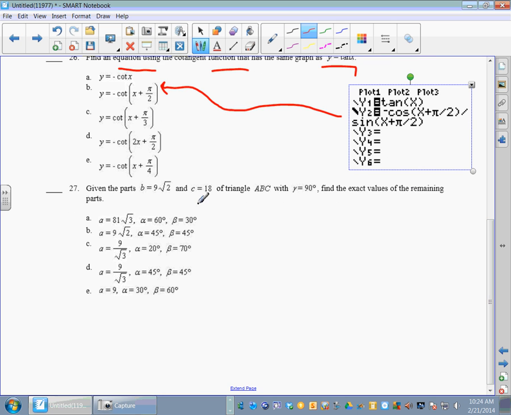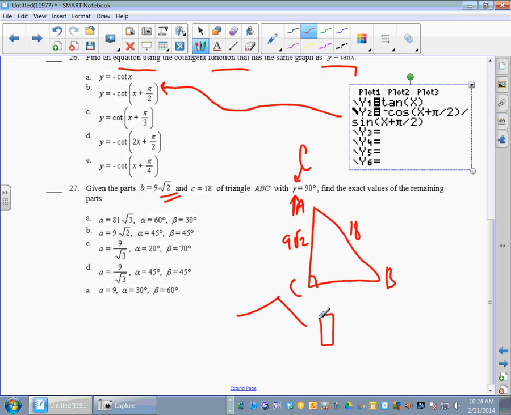All right, this one looks pretty easy. Anytime you see radical 2, it's pretty easy. Do you remember what this symbol means? Means what? Capital C. A, B, capital C. So B is 9 root 2. C is 18. How can you find the other missing parts? There's 2 ways of doing it. One's on the calculator, and one is using a reference triangle.